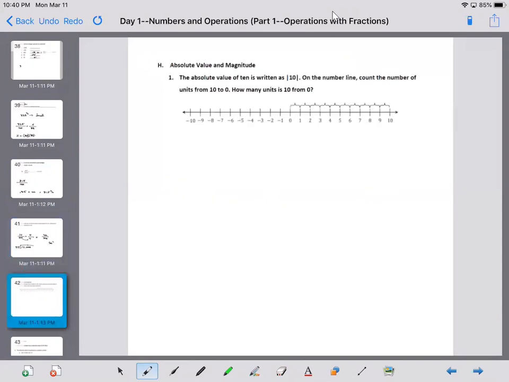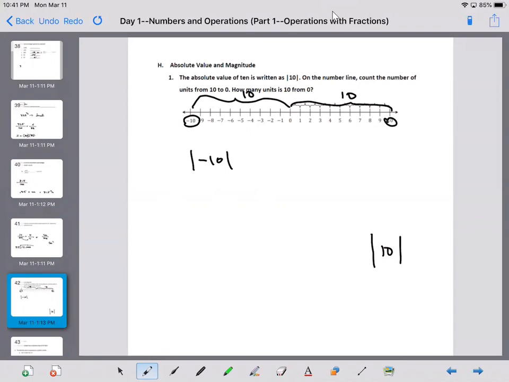Now let's look at absolute value and magnitude. So the absolute value of 10 and how it's written. You'll see these vertical bars around 10. And that just means that we're talking about distance from 0. So what's the absolute value of 10? Well, it's 10 units to the right of 0. So what about the absolute value of negative 10? Well, that's your distance to the left of 0, and negative 10 is also 10 from 0. So notice that they're both positive.